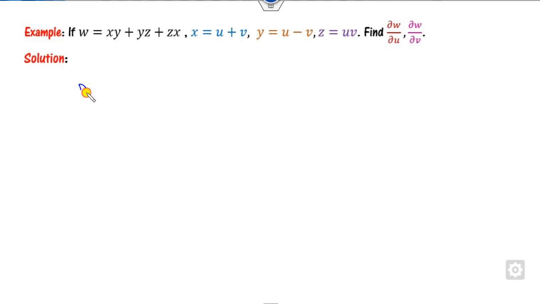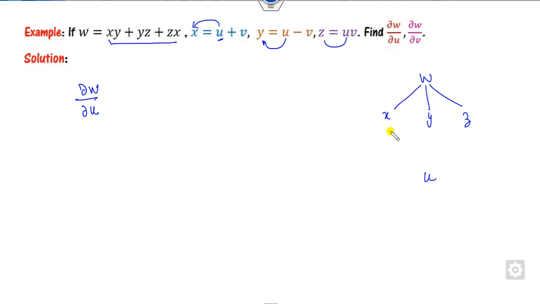Now you can see your target is to find the partial derivative of w with respect to u. So you can write w and u here. W is dependent on x, y and z, so this is a function of x, y and z, and x is dependent on u, y is dependent on u, and z is on u. So this is the chain diagram.